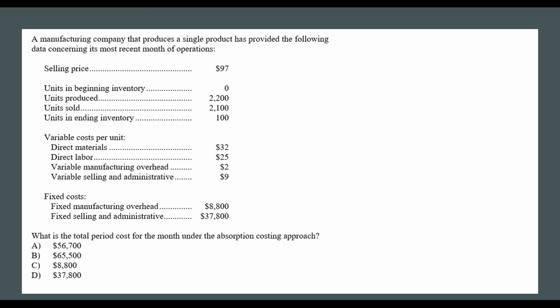So the question here, what is the total period cost for the month under absorption costing approach? So we have here letter A, is it 56,700? Is it letter B, 65,500? Is it letter C, 8,800? Or is it letter D, 37,800? So I'll be giving you 10 minutes for this one. Okay.